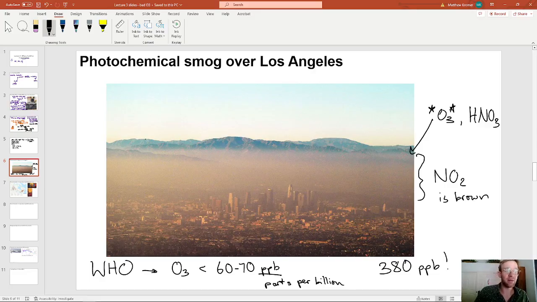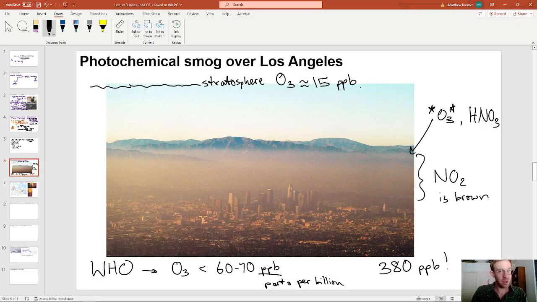And just to provide some comparison here, in the stratosphere, so let's say up here, the stratosphere is going to be a little bit higher than this likely, but this is as much as I got in this image. In the stratosphere, where it is good, where it is beneficial, ozone is about 15 parts per billion. Ideally, it would be 0 parts per billion on Earth's surface, but because of cars and pollution and all that stuff, it's at most 60 to 70 parts per billion.